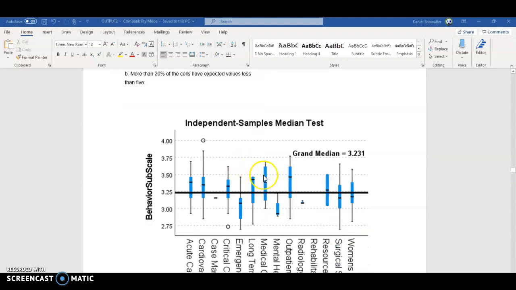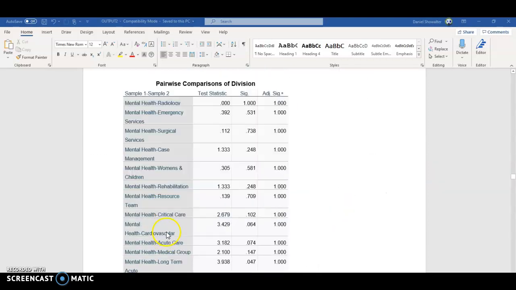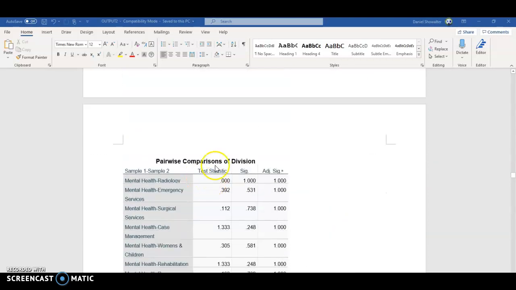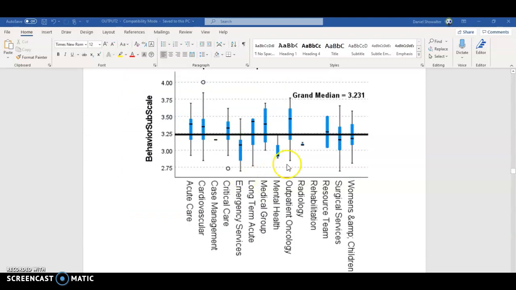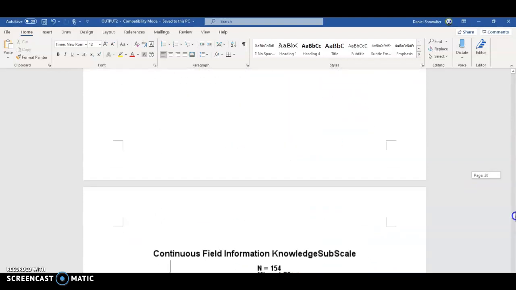Okay, and so here we have another one. This is for the behavior subscale. Again, radiology is really low, but there may only be a couple in radiology. So I'm not sure if you want to group any of these together so you don't have so many different divisions. That would be something to consider. At this point, I would say the pairwise comparisons aren't going to give you too much. I would go more by the visual and then start deciding whether you want to combine divisions there. So that gives you these.